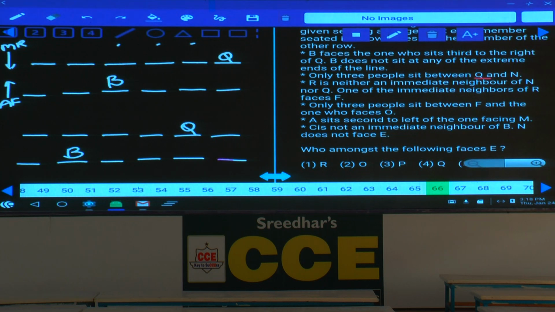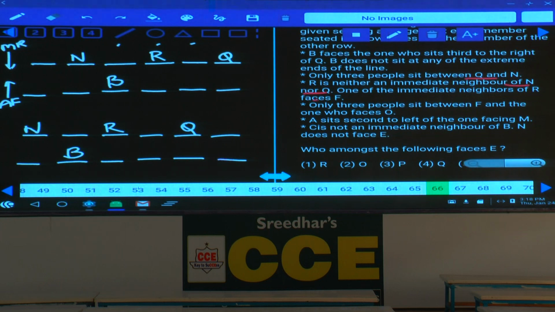Now between Q and N, tell me how many persons are there? There must be exactly 3 people, N must be here. Now in the second case, N must be here. There are only 3 people between Q and N. R is neither an immediate neighbor of N nor Q. R is not adjacent to N or Q, hence in the first case R must be here. And in the second case R must be here.